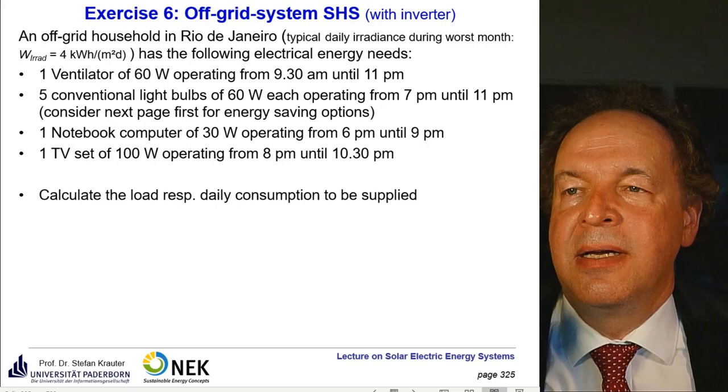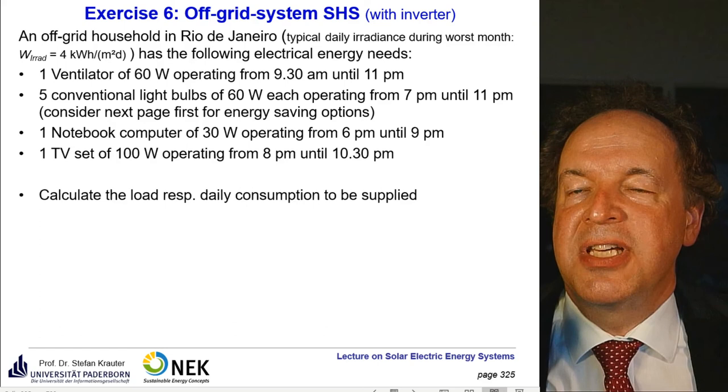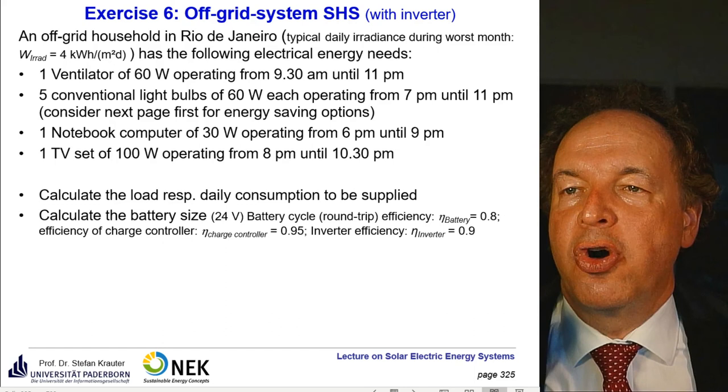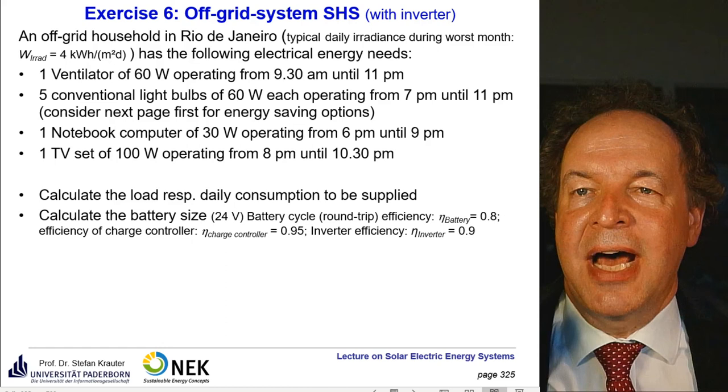So first, we have to calculate the load, respectively the daily consumption to be supplied. Then we calculate the battery size. Therefore, we have to consider the round-trip efficiency of the battery, which is 0.8. The efficiency of the charge controller is 0.95. The inverter efficiency is 0.9. Then we will calculate the panel size.